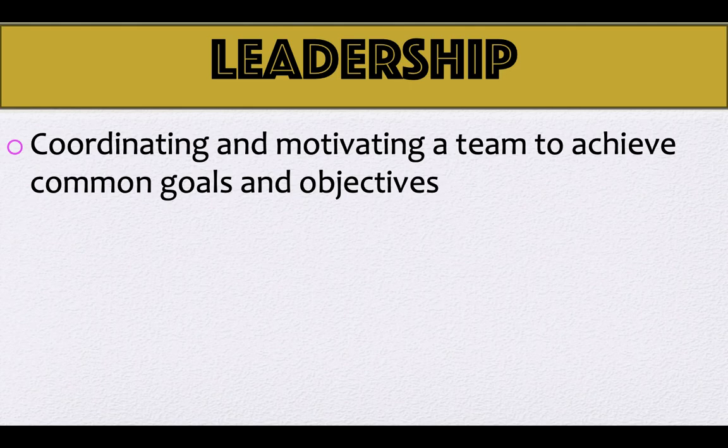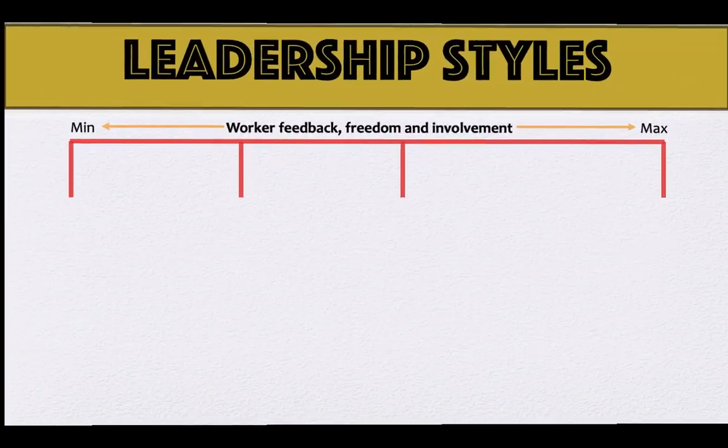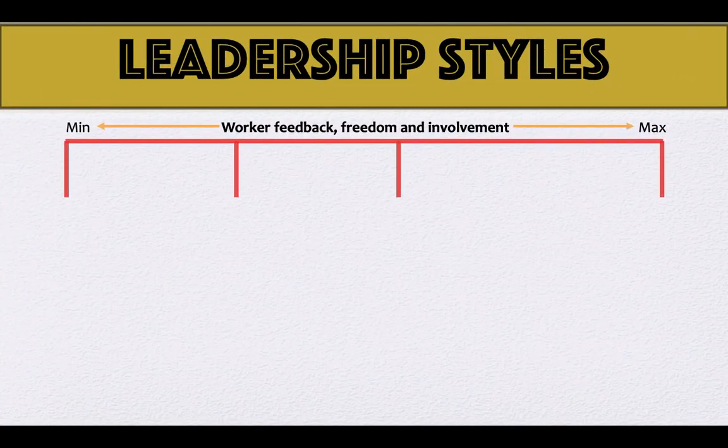Okay, so there are 4 leadership styles, and the way we're going to do this is on a sort of timeline. Okay, so you can see I've got not a timeline, on a, I don't know what I'd call it, on a line. Okay, so at the far left we've got the minimum, and by minimum I mean worker feedback, freedom and involvement, and then the maximum, worker freedom, worker feedback and worker involvement. Okay, so basically it's a scale of how much does each leader listen to their workers, allow them to work independently, and do they encourage one-way communication or two-way communication?